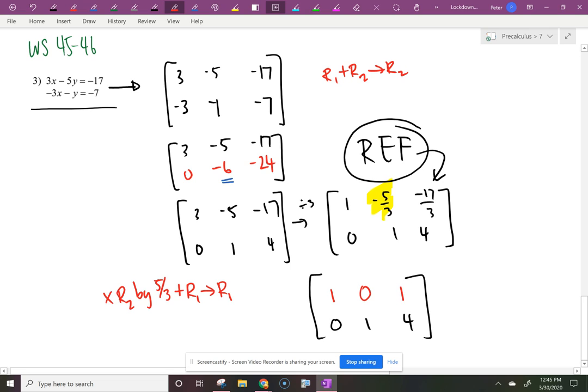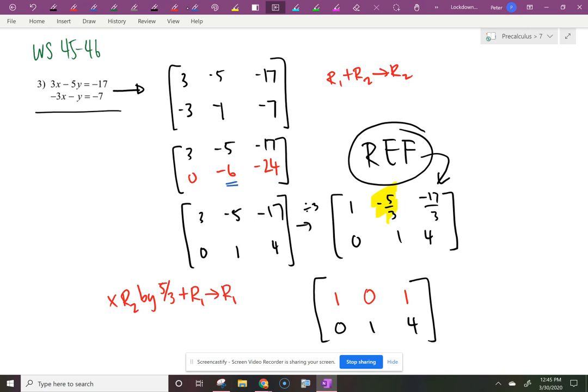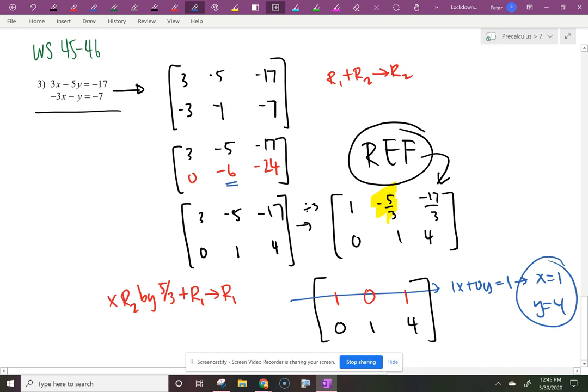And now what is so nice about this? You can read it straight off as an answer. You can say, hey, look, this really says 1x plus no y's equals 1, or what most people would call x equals 1. And this one says y is 4. And there you go, your answers to number 3 with matrices, and these are called augmented matrices. This one is row echelon form. This is reduced row echelon form.